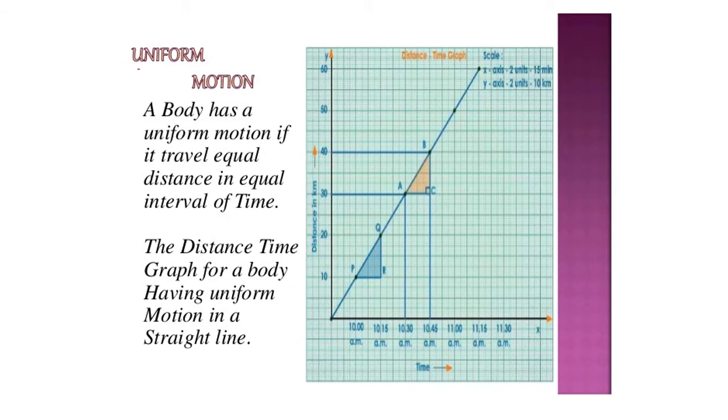First of all, we need to know what is a uniform motion. A body has a uniform motion if it travels equal distance in equal intervals of time. For example, in 1 hour 10 kilometer, in another 1 hour again 10 kilometer, again in another hour again 10 kilometer. That means the body is moving at the same speed and it is covering the same distance as well. The distance time graph for a body having a uniform motion will be a straight line.